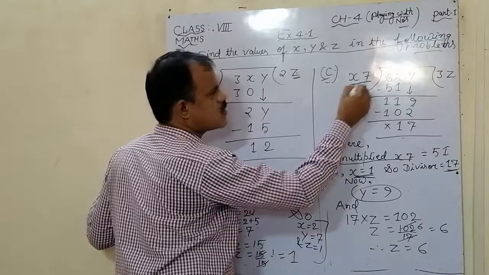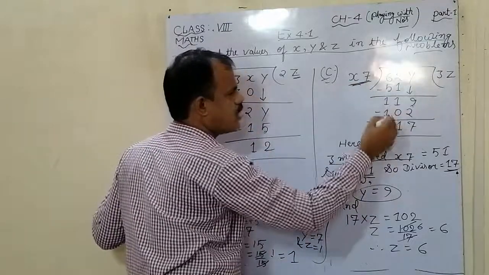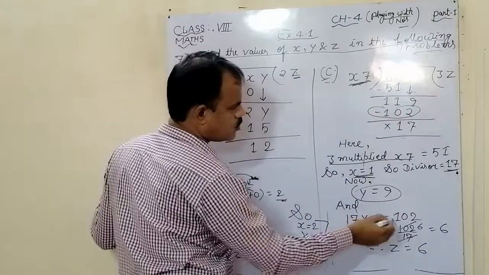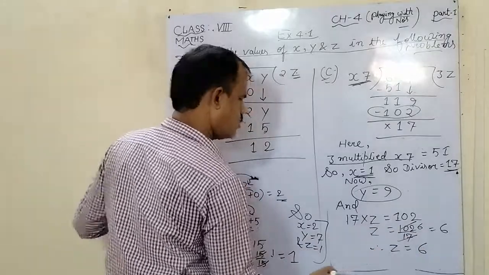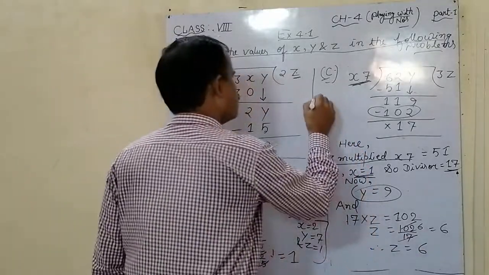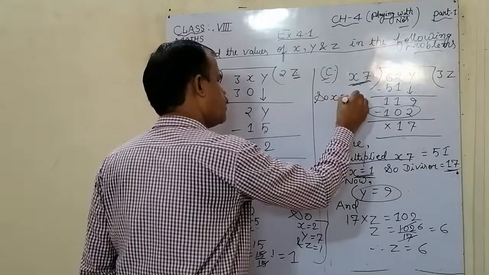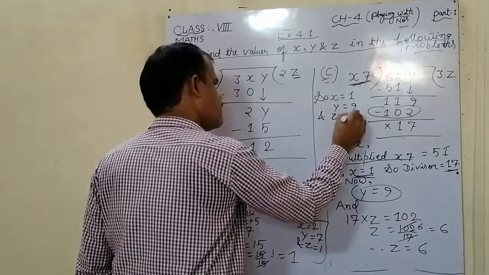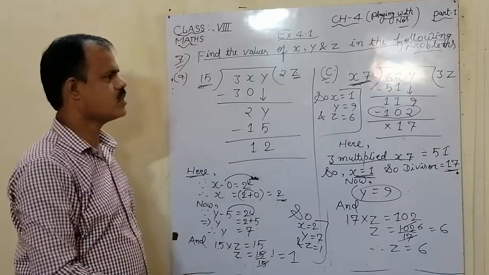Now look here, this is 17. When we multiply 17 into z, the answer is 102. So 17 into z equals 102. So z equals 6. So you can say that the value of x is 1, y is 9, and z is 6. So in this way you can solve this division.